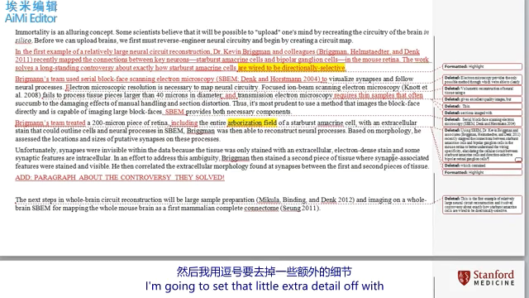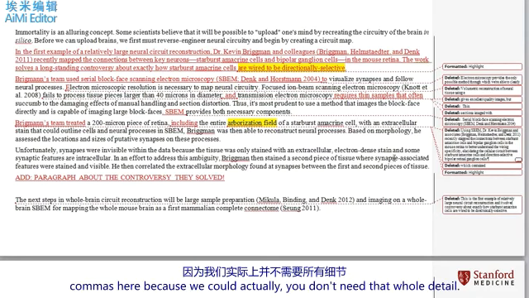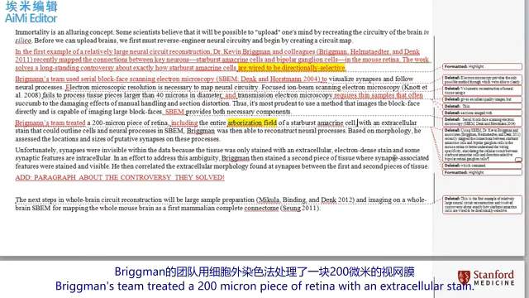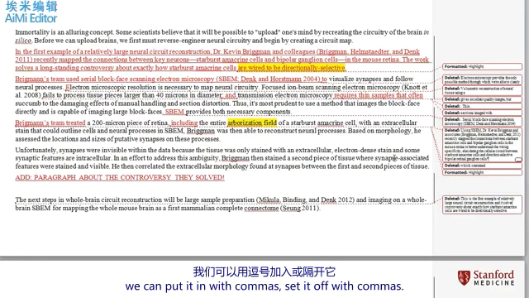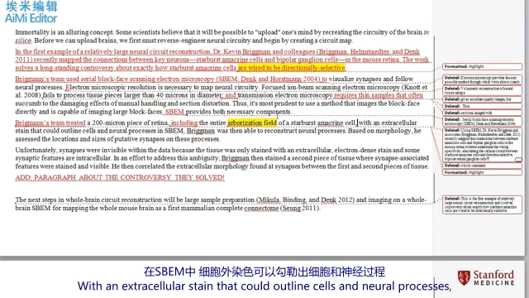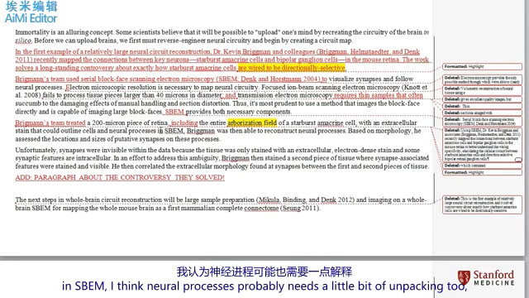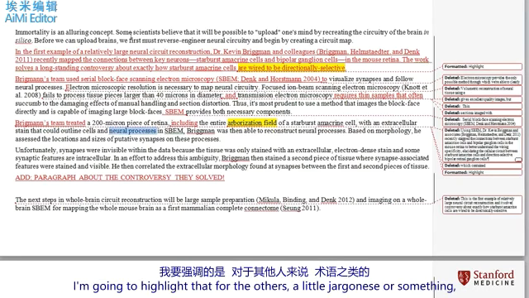particular type of cell. And I'm going to set that little extra detail off with commas here because we could actually, you don't need that whole detail. We could just say Brigman's team treated a 200 micron piece of retina with an extracellular stain. So this is just an extra little detail. So it seems like an important detail, but we can put it in with commas, set it off with commas. With an extracellular stain that could outline cells and neural processes in SBEM. I think neural processes probably needs a little bit of unpacking too.